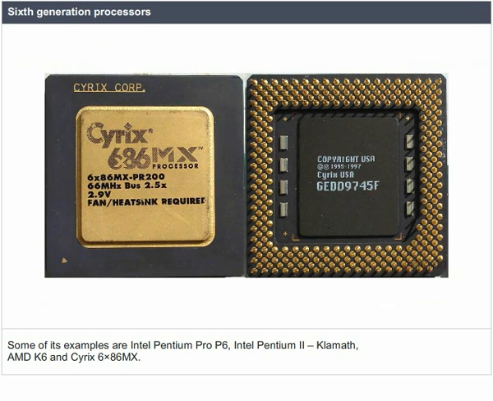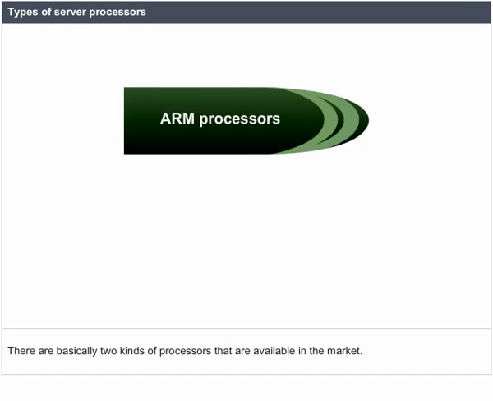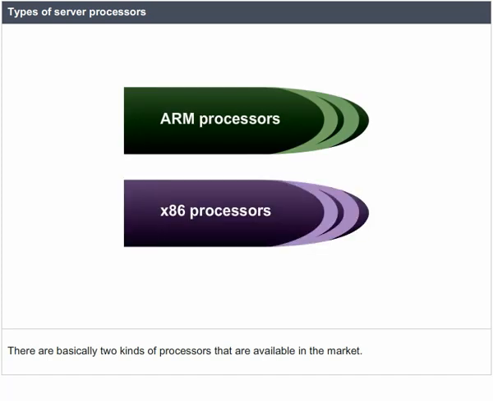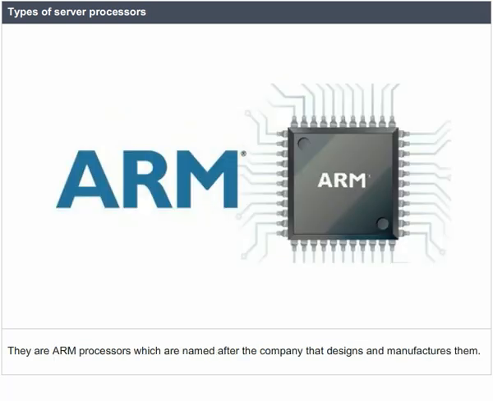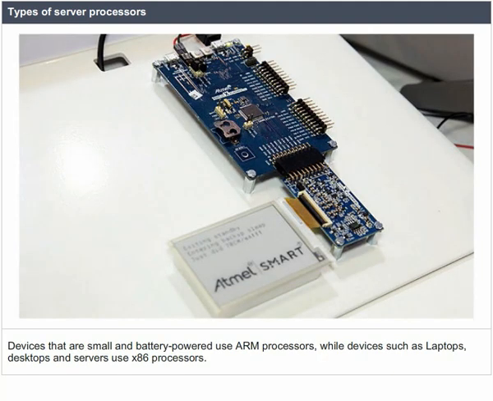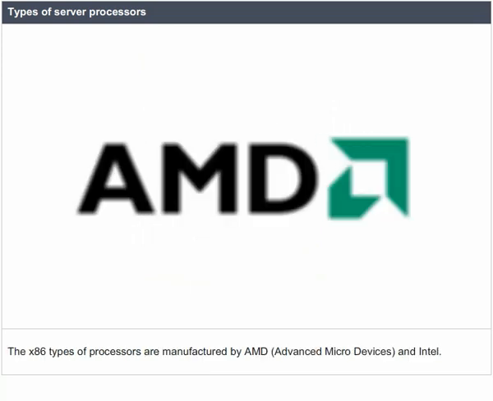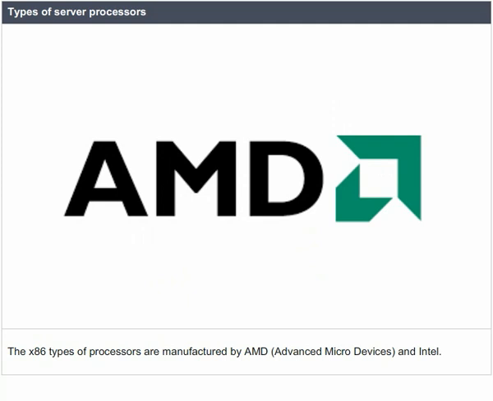Types of server processors. There are basically two kinds of processors that are available in the market: ARM processors and x86 processors. ARM processors are named after the company that designs and manufactures them, and x86 processors are named based on the instruction set that they use. Devices that are small and battery powered use ARM processors, while devices such as laptops, desktops, and servers use x86 processors. The x86 types of processors are manufactured by AMD, Advanced Micro Devices, and Intel.